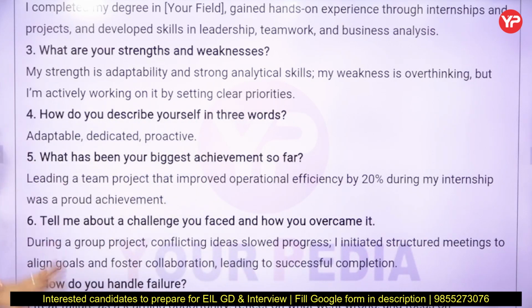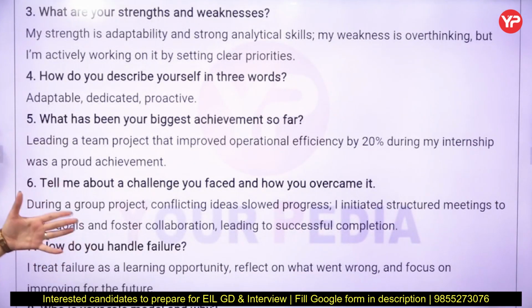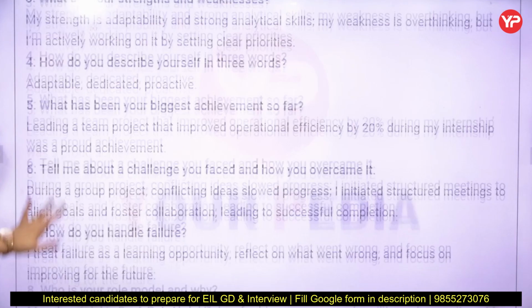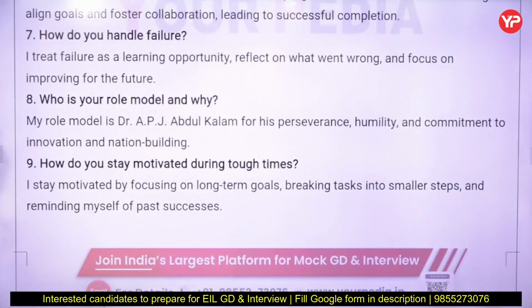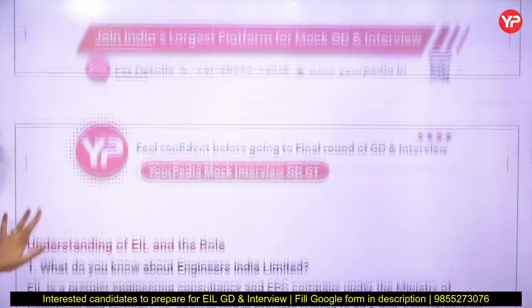Your biggest achievement, a challenge you have faced till now and how you overcame it, how do you handle failure, and who is your role model and why. You can take any person as your role model, you just need to know him or her very well. How do you stay motivated during tough times? That can be the generic question.